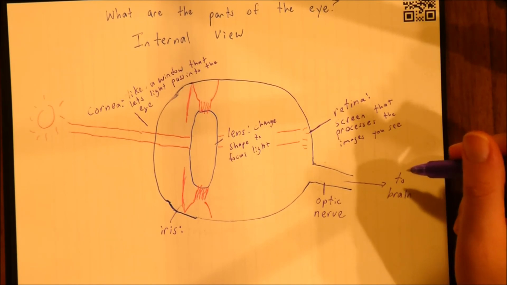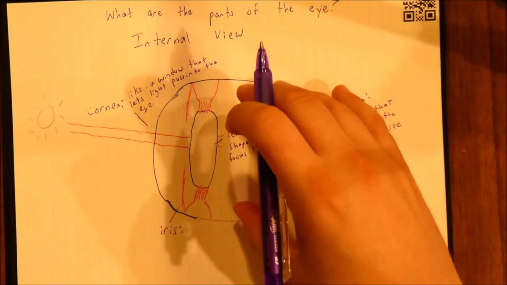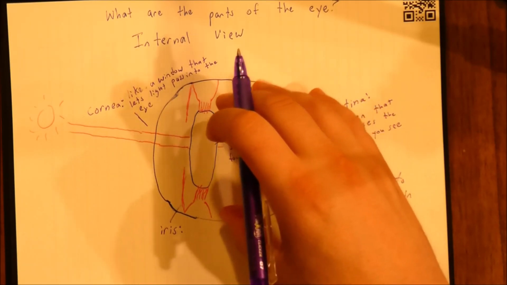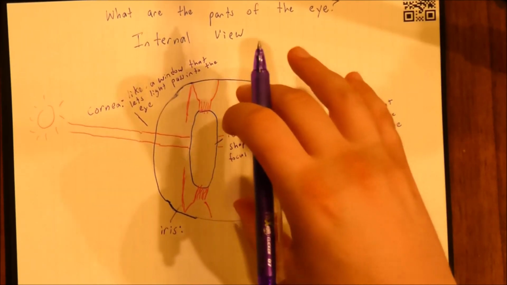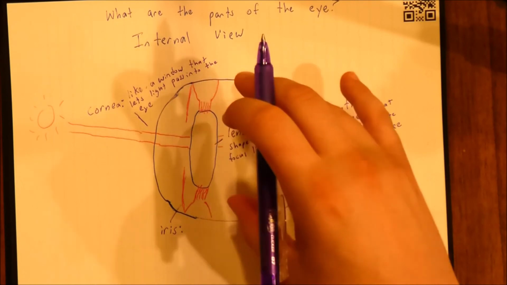So there you go. And if you're wondering what's kind of in this empty space here, it's really just kind of like a jelly type liquid called vitreous humor. It's just basically a bunch of jelly-like stuff that floats around there that gives your eye shape.